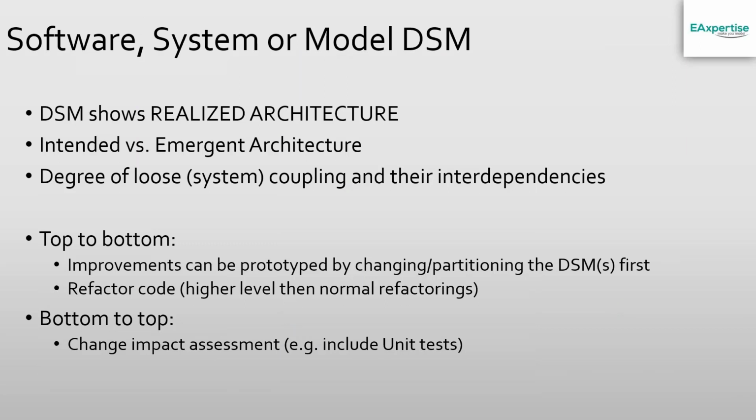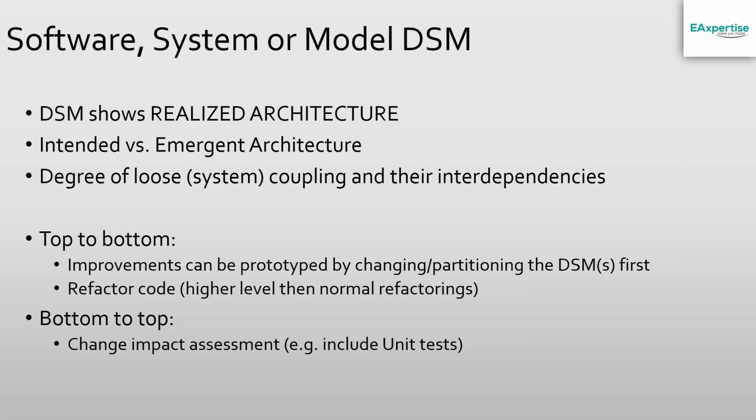So you can have software, system, or model DSMs, or the combination of all of them. A DSM, when you load a model or code into a DSM, it instantly shows you the realized architecture, or in SAFe terms, the emergent architecture. So what you want to do with a DSM is put the intended architecture in and read from a model or source code the emergent architecture.